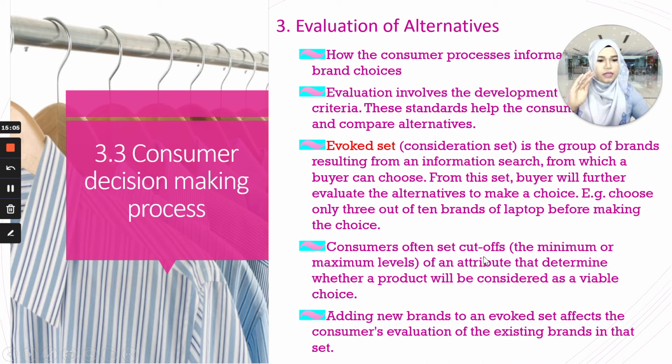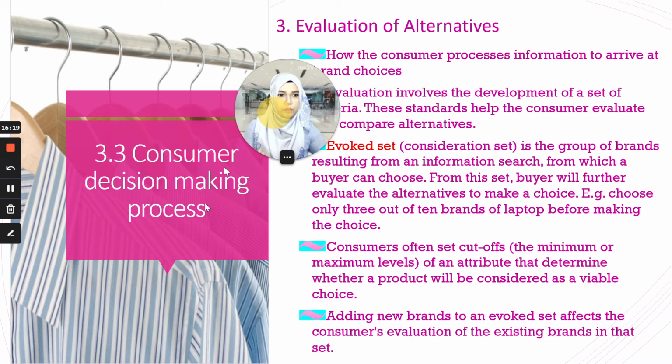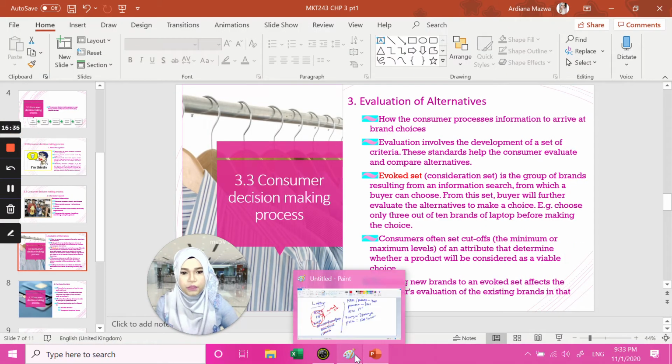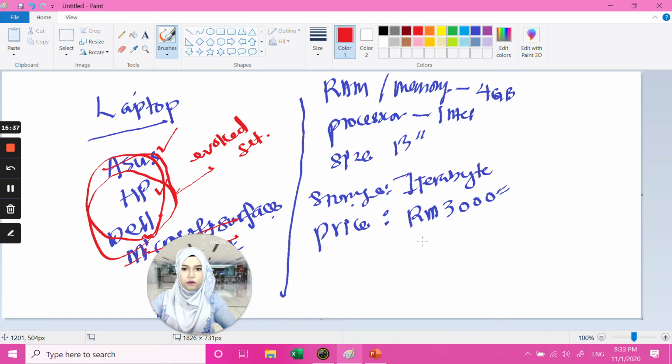You will set the cutoff, the minimum or the maximum level, like I told you just now, of an attribute that determines whether a product will be considered as a viable choice or not. That means you will proceed to look and choose which one actually meets your best criteria. And you might also add new brands to your evoke set when you further evaluate the existing brands in the set. So after you have looked at all these three, now you are left with three choices, right?